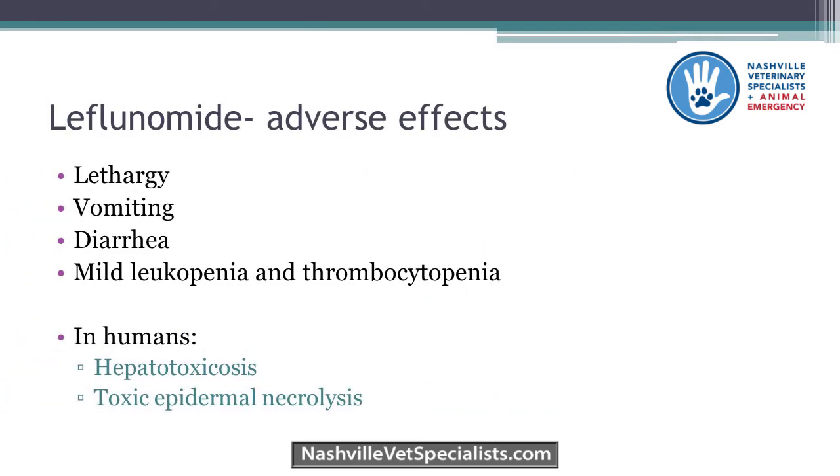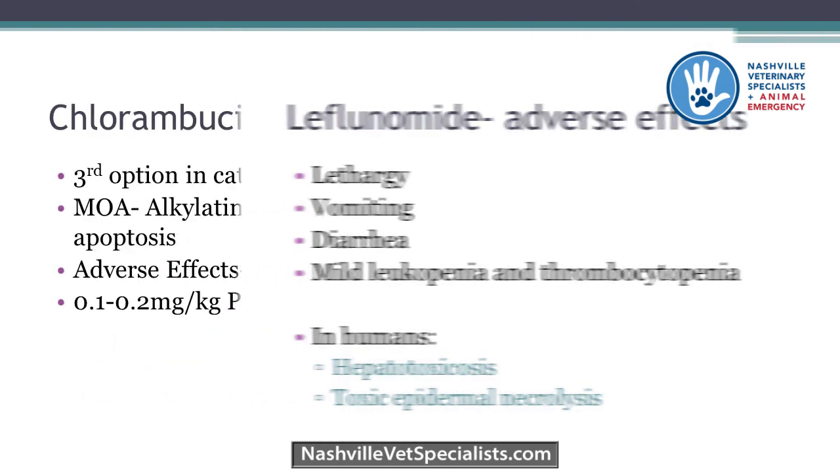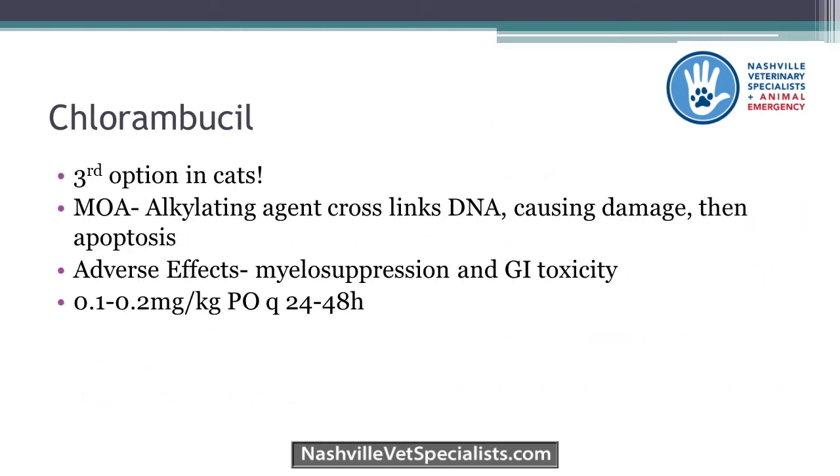Once again, adverse effects, pretty similar. Lethargy, vomiting, and diarrhea. You're going to want to monitor your CBC because there can be leukopenias and thrombocytopenias. And then there's all kinds of adverse events reported in the human literature like there is for every drug. Chlorambucil, Leukeran, you guys know it as a chemotherapeutic. It's an alkylating agent that cross-links the DNA, so that's going to cause damage to the DNA, and then that's going to lead to apoptosis.